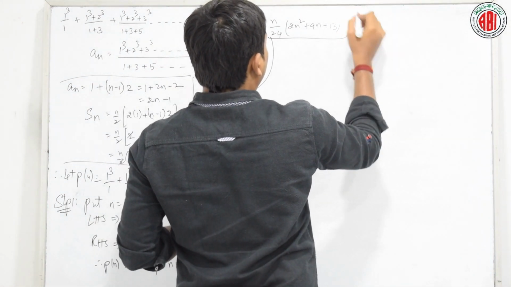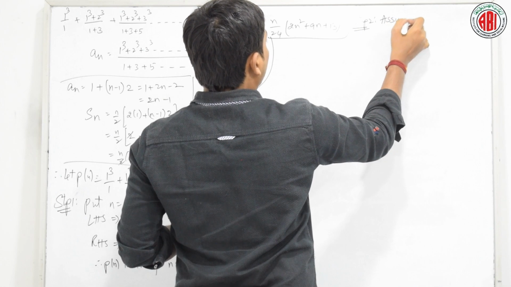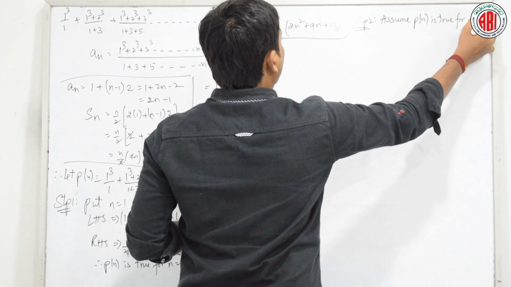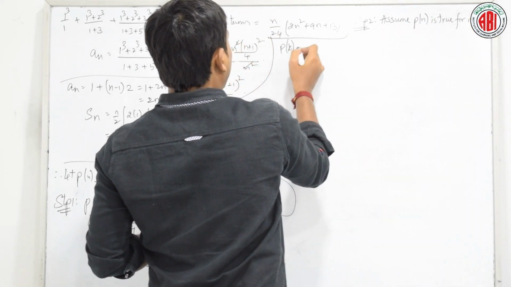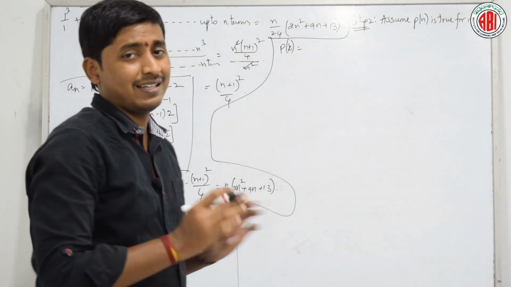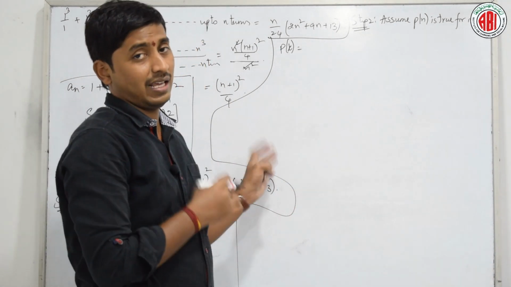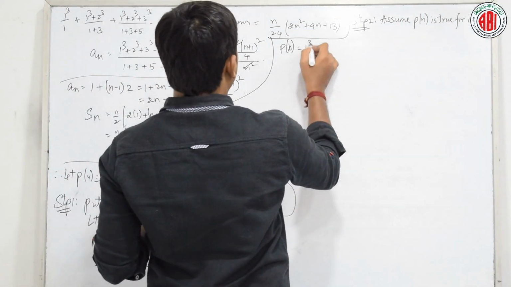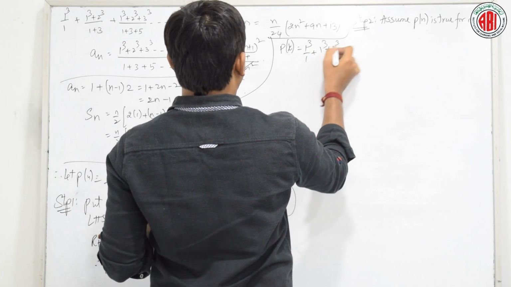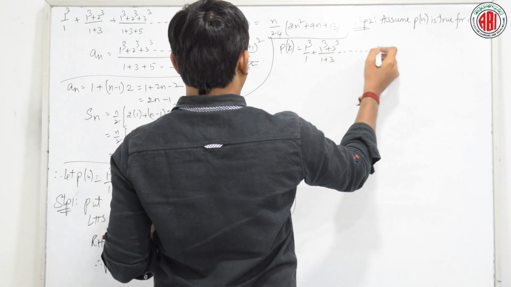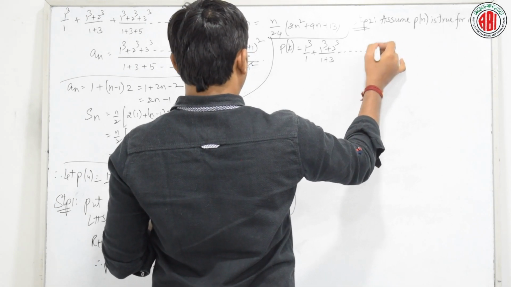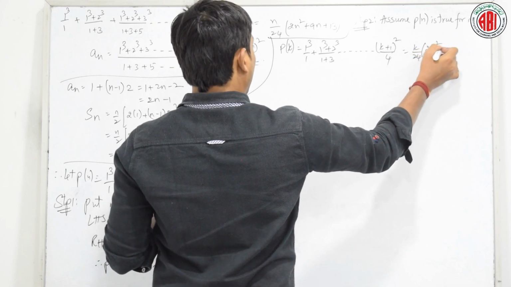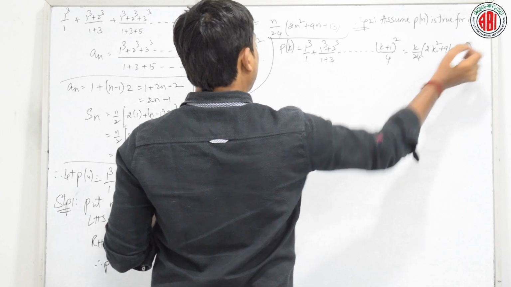Step 2 will be: assume P of n is true for n equal to k. What is my P of k? Tell me now. The same steps will be repeating all the time. Fine. 1 cube by 1 plus 1 cube plus 2 cube by 1 plus 3 and so on up to k plus 1 whole square by 4 equals k by 24 into 2k square plus 9k plus 13.